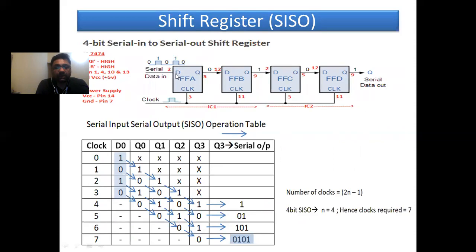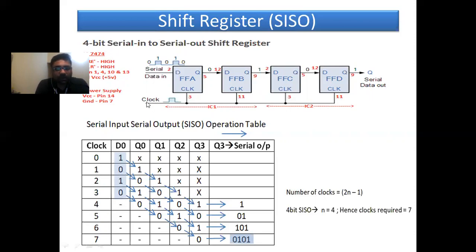All the D inputs should be connected to Q, Q should be connected to the next D, then that Q will be connected to the next D. So like this, it will be carrying forward. And this is a synchronous sequential circuit. That means all the clocks should be connected to the same clock. They are in sync. So remember, shift register is also a synchronous sequential circuit.